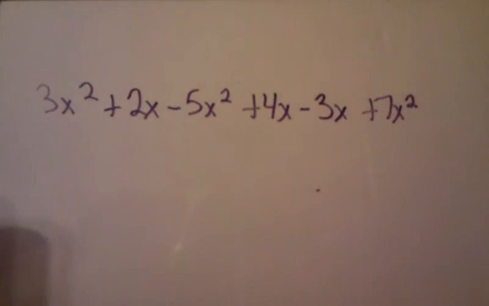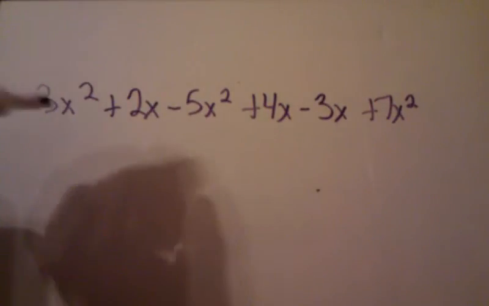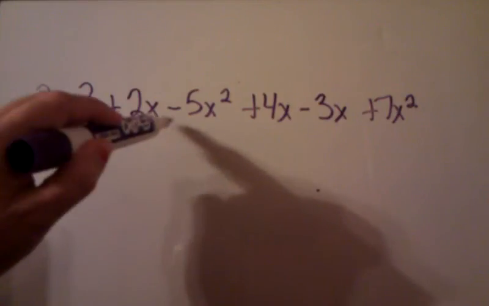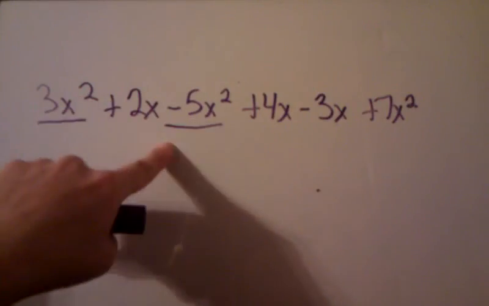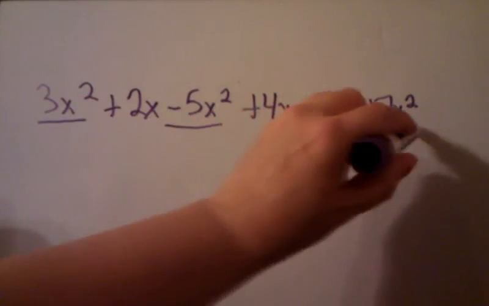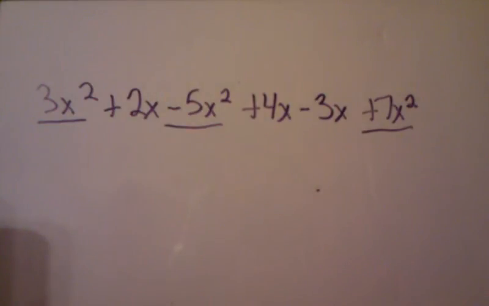It says to change it to addition. I don't think that's necessary. You just have to make sure you take the sign with it. Let's underline everything that's alike. Here's x squared. Here's an x squared. Here's an x squared. Make sure you underline the sign. Here's an x squared.